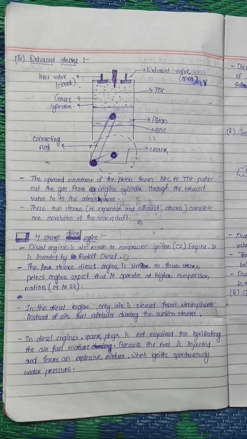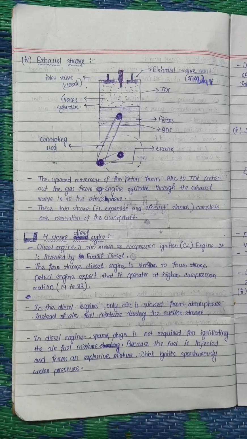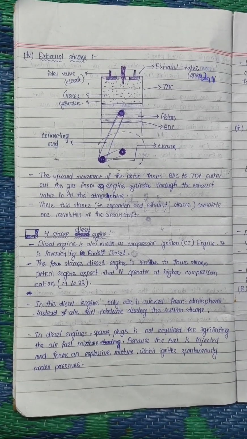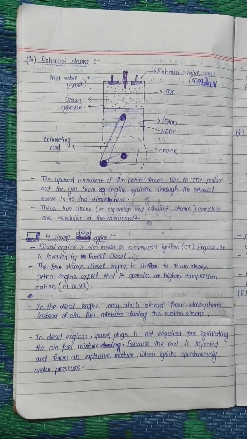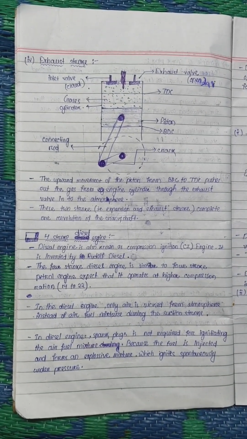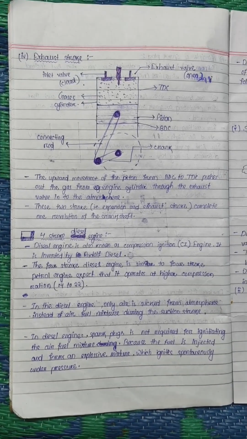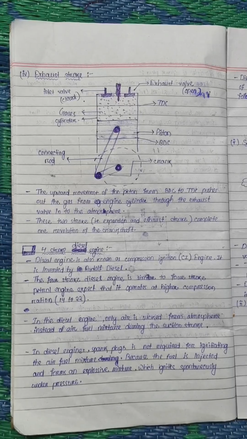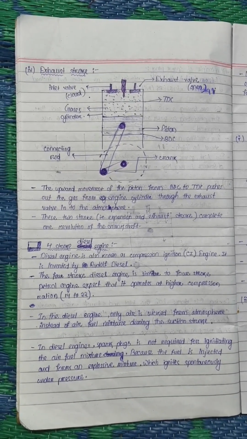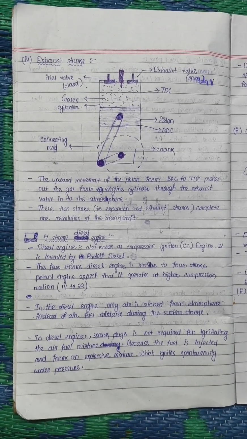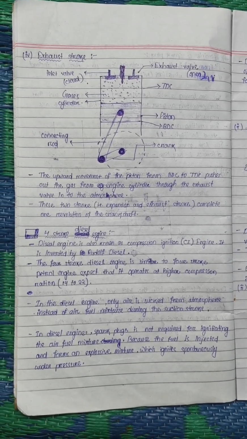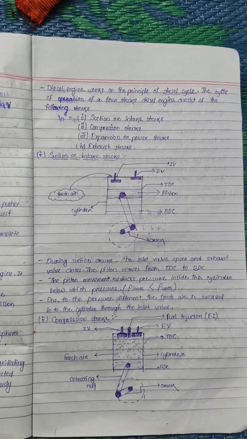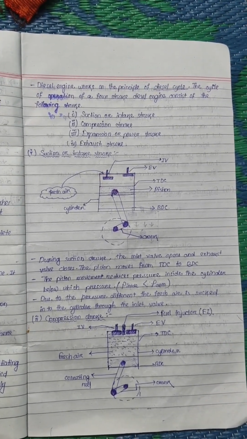In the diesel engine, only air is sucked from the atmosphere instead of an air-fuel mixture during the suction stroke. In diesel engines, the spark plug is not required for igniting the air-fuel mixture, because the fuel is injected and forms an explosive mixture which ignites spontaneously under pressure. The diesel engine works on the principle of the diesel cycle.